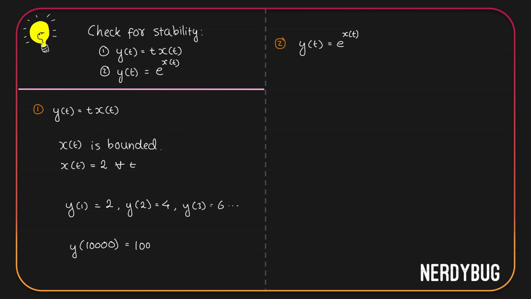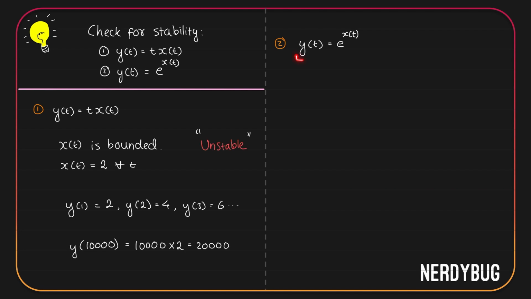I will get 10,000 multiplied by 2, that is 20,000. Obviously, this is going out of our hands. As we keep increasing t, the value of y of t is increasing very much. So this ball keeps going away even after we only gave a small push. We can easily conclude this is unstable.